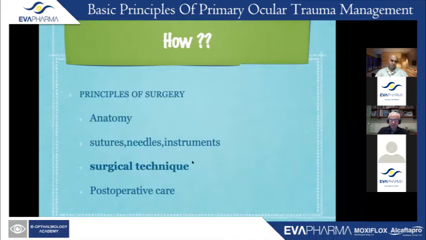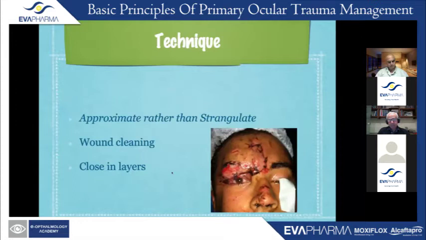So before doing surgery, you have to know anatomy, you have to be ready with the sutures, needles, instruments, and then you go to the surgery. So what to do? What is the main principle of surgery? The main principle is to approximate tissues rather than strangulate tissues. And I'm bringing this picture because here you can see the strangulation of the tissues. As you can see here, all tissues are strangulated. So these sutures should be removed and you have to approximate tissue.